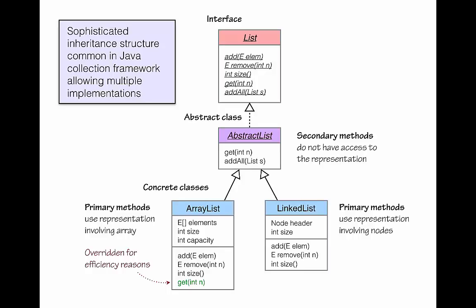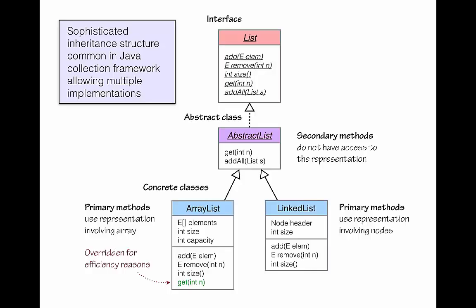What is sometimes difficult for beginning programmers to understand is the role of that abstract class that sits right in the middle of the list interface and the concrete implementations of the list. What is its purpose? Why do we need it? Well, in order to explain that, we have to understand the distinction between a primary method and a secondary method.